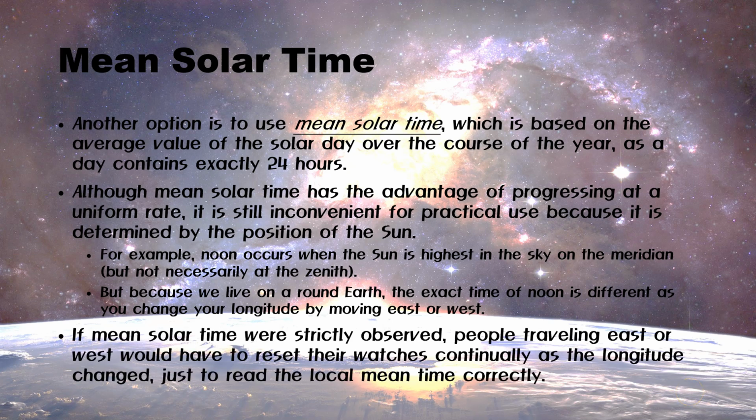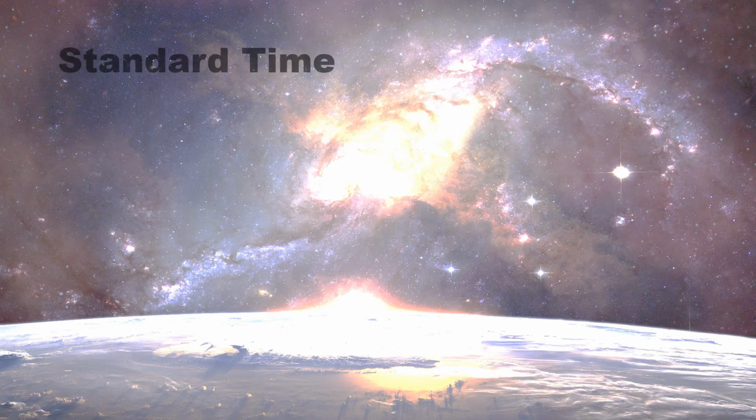If mean solar time were strictly observed, people traveling east or west would have to constantly reset their watches as the longitude changed just to read the local mean time correctly. Because, if you started moving to the east, you're constantly going to have to speed your clock up. If you're going west, you're constantly going to spin it backward. So what can we do to solve this? Well, that's when we get into this conversation about standard time.